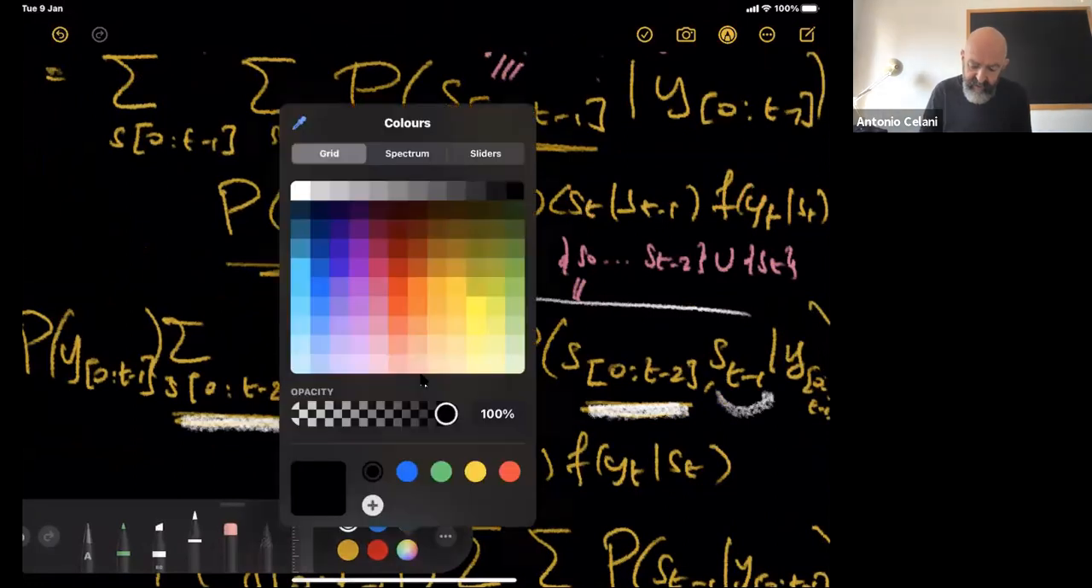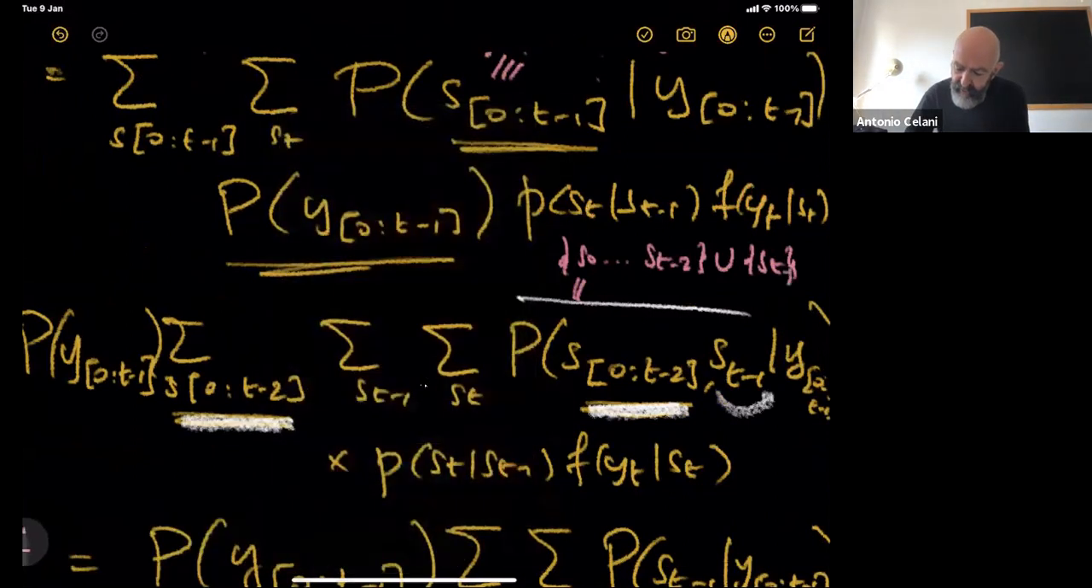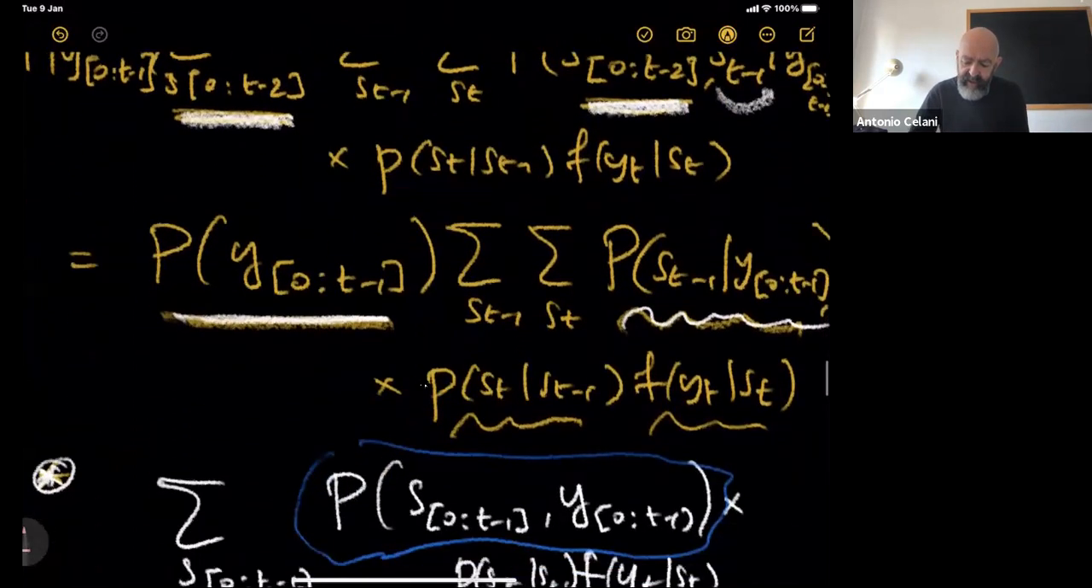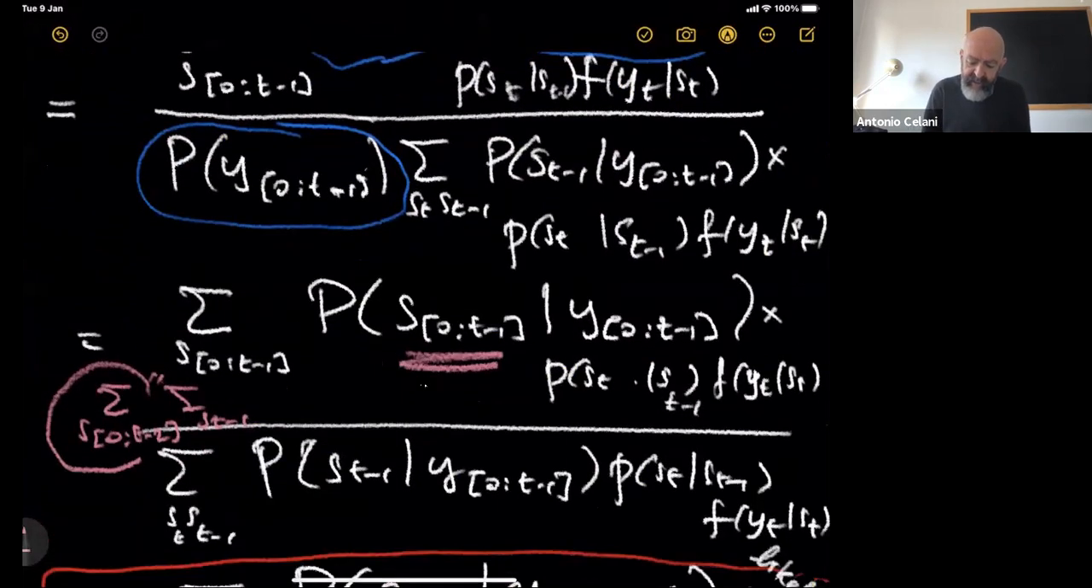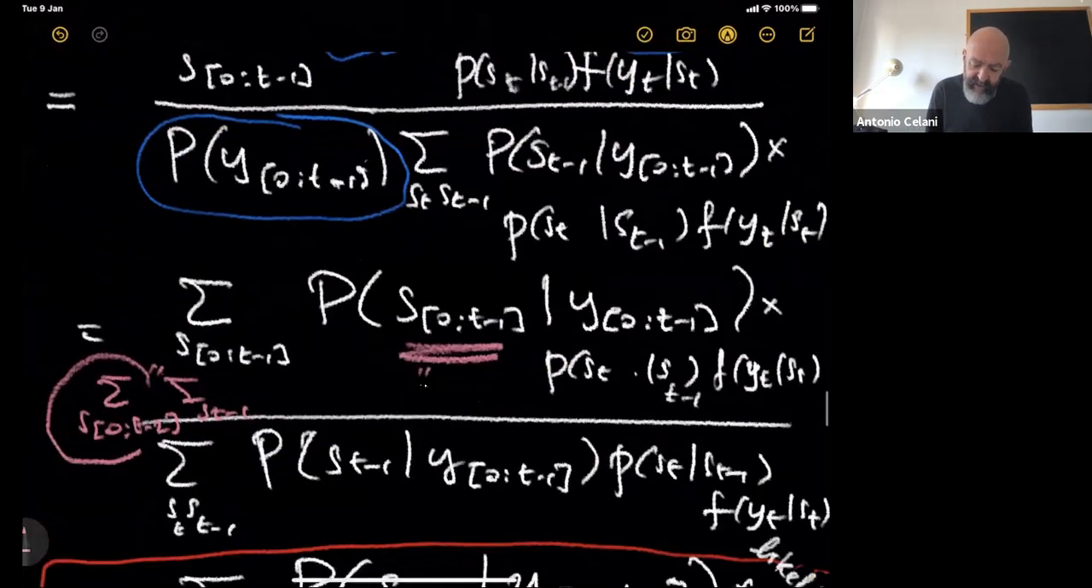which I notice also there's an error here. This is -1. So this whole sequence, you actually split it into the first part of the string and the last item. And here I'm doing the same thing up above. So I'm writing this object here as s from 0 to t-2 and s t-1.